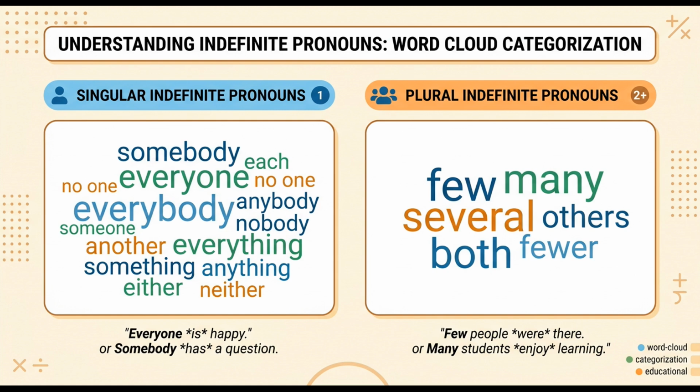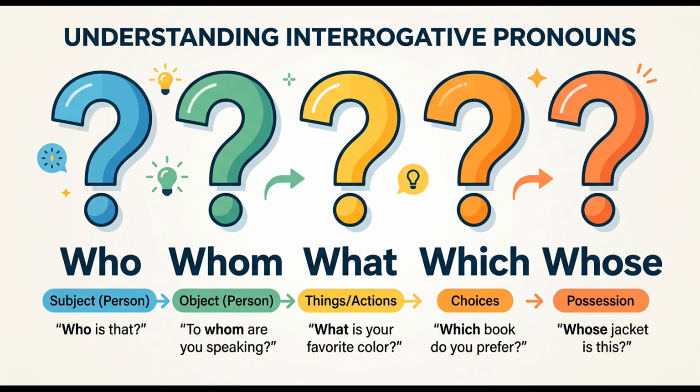Next, we'll look at interrogative pronouns, which are specifically used to ask questions. Words like who, what, and which allow us to seek information about people or objects. For example, "Whose car is this?" uses a pronoun to inquire about possession. These are the building blocks for gathering information in any conversation.